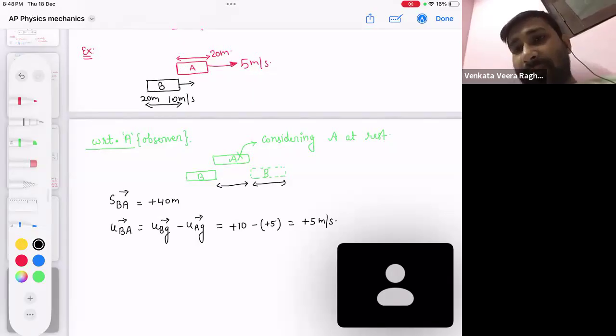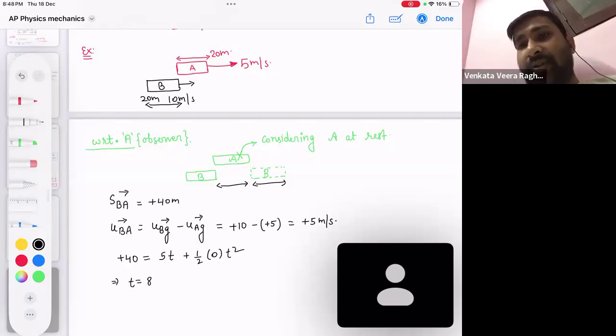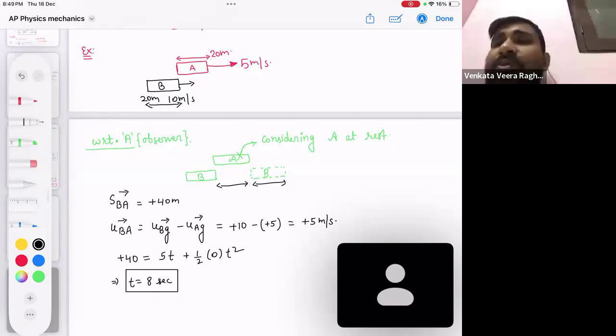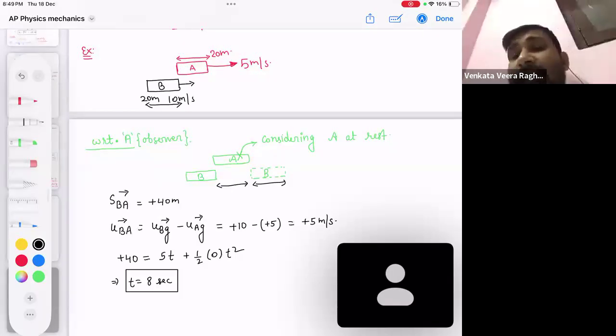Can I say that the displacement of B with respect to A should be equal to the initial velocity of B with respect to A times time, plus half acceleration t squared, but there is no acceleration, so that part is zero. That means, how much time will B take to overtake A? It will take 8 seconds. Understood? Please tell me, do you understand this time calculation? So that part is simple.